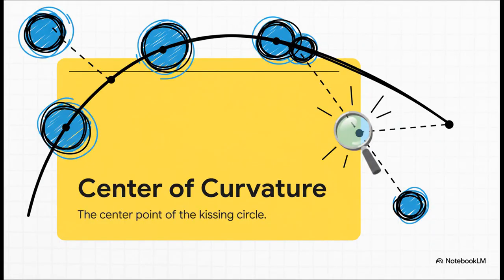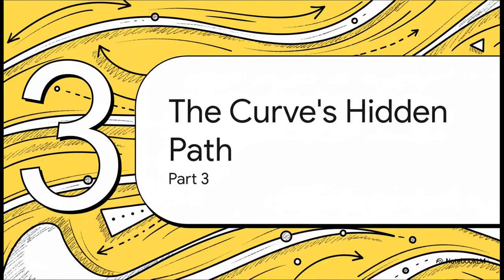And of course, every circle has a center. Well, the center of our kissing circle is called the center of curvature. Now, I want you to hold on to that idea, because that one little point is about to show us something truly extraordinary. So far, we've only been looking at a single point on our curve. But what happens when we start moving?